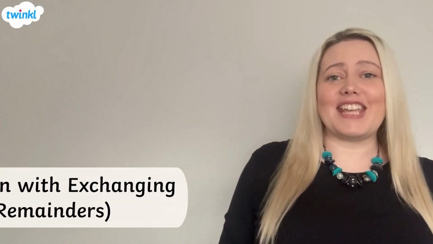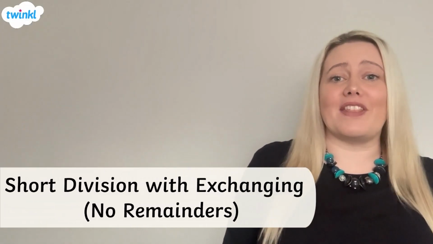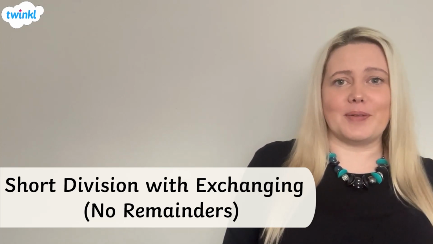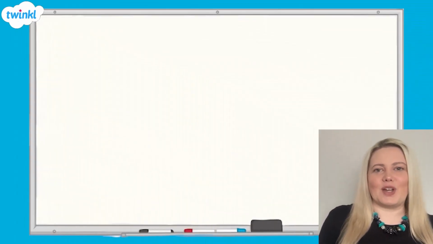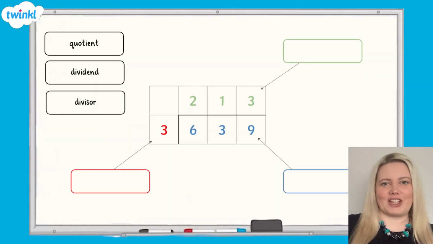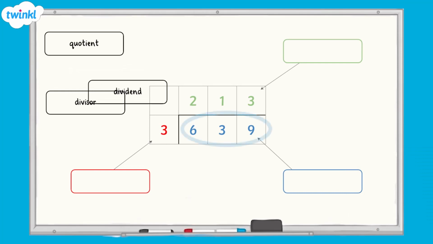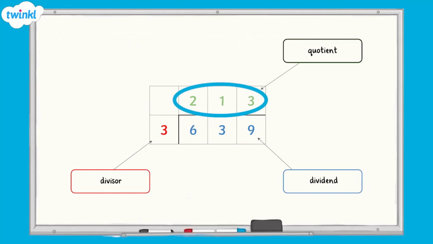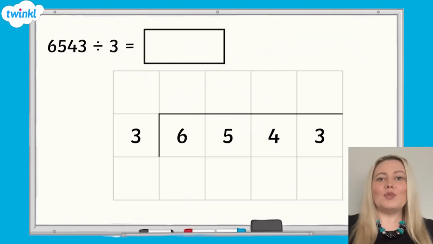Hi, this video is here to help you with short division with exchanging. We'll be dividing a 4-digit number by a 1-digit number. Before we start, let's remind ourselves of the layout and mathematical language we use when completing short division. In this calculation, 639 is the dividend, 3 is the divisor, and 213 is the quotient. When we carry out short division, we lay out the calculation like this. We're now going to divide a 4-digit number by a 1-digit number.